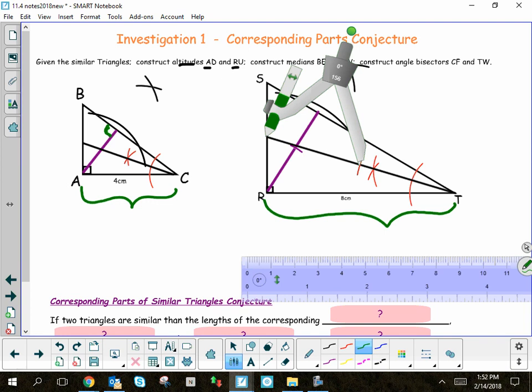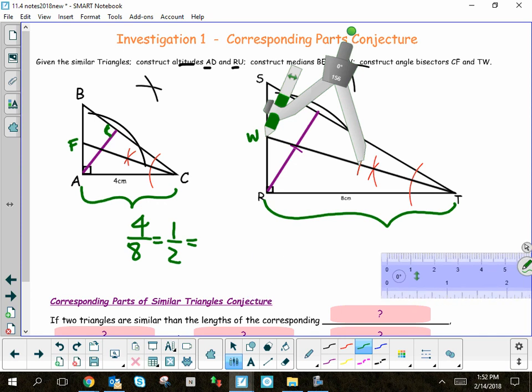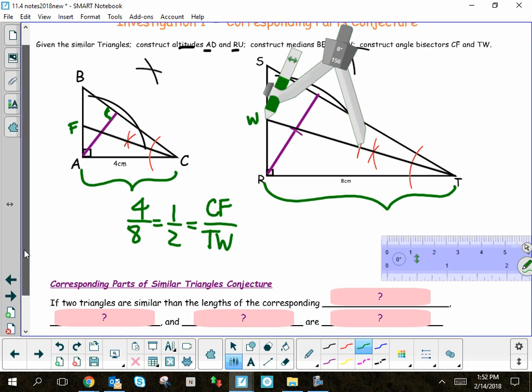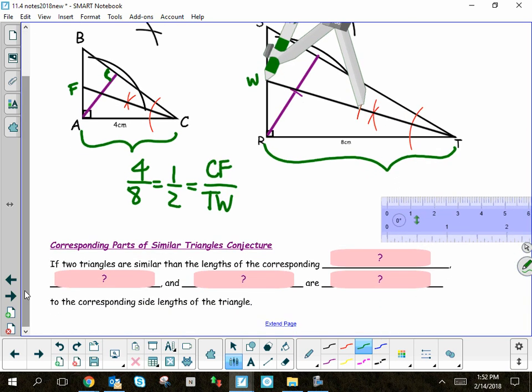Okay, and these are similar. Okay, this angle bisector, CF is half the size of TW, okay? So the ratio is 4 to 8, which equals 1 to 2, okay? The angle bisector, CF, also is 1 to 2, which is to TW, okay? So anytime you deal with similar triangles, every part will have that same proportion.